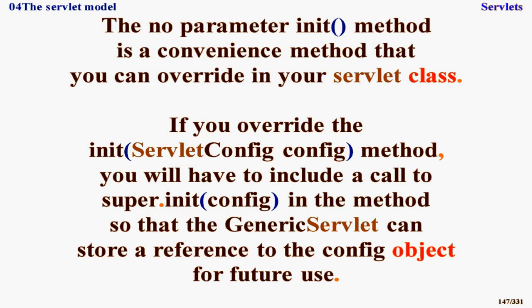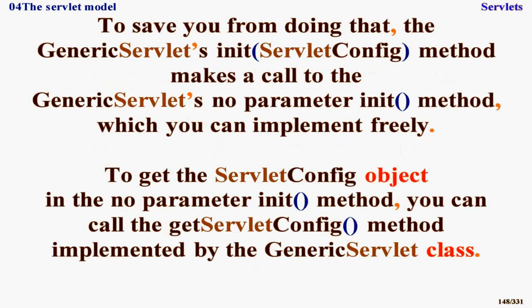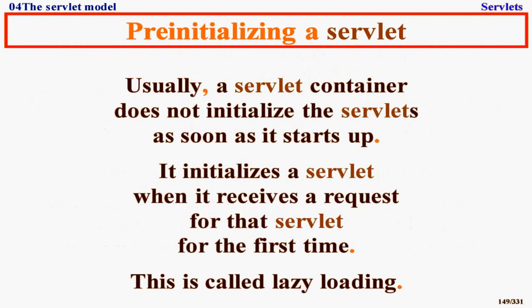The no parameter init method is a convenience method that you can override in your servlet class. If you override the init(ServletConfig) method, you will have to include a call to super.init(config) in the method so that the GenericServlet can store a reference to the config object for future use. To save you from doing that, the GenericServlet's init(ServletConfig) method makes a call to the GenericServlet's no parameter init method, which you can implement freely. To get the ServletConfig object in the no parameter init method, you can call the getServletConfig method implemented by the GenericServlet class.